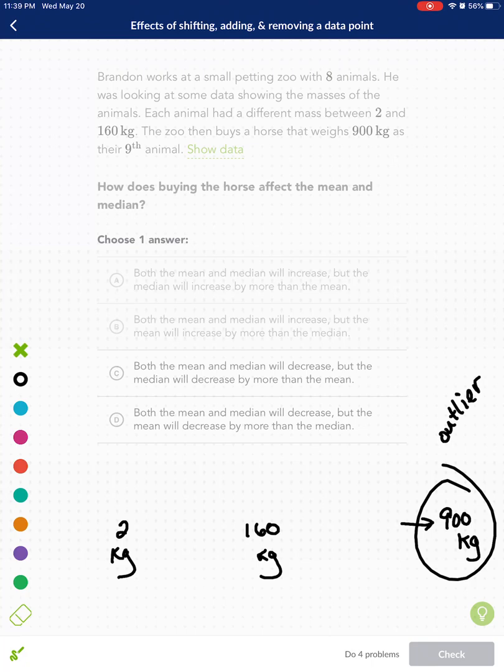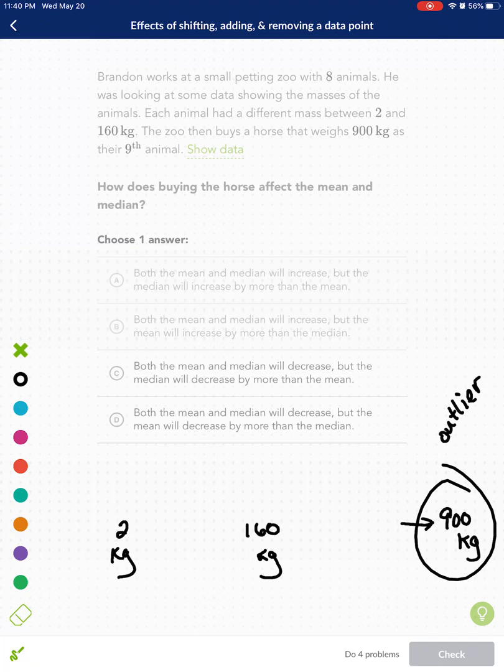We don't know the masses of each of these animals, and there are 8. We know 2 and we know 160, and then we know there's a horse in the mix that's 900, but we're missing a lot of the animals' masses. So we need to rely on that thing that I told you about, the outlier pulling the mean in that direction. So that is going to significantly pull up that average. All right, so we need to make sure we narrow it down to an answer that talks about the mean increasing.